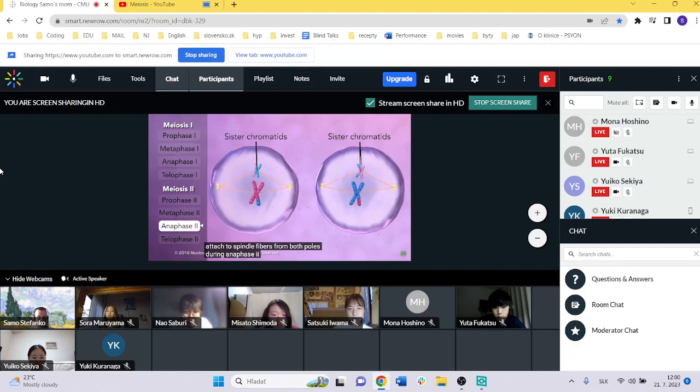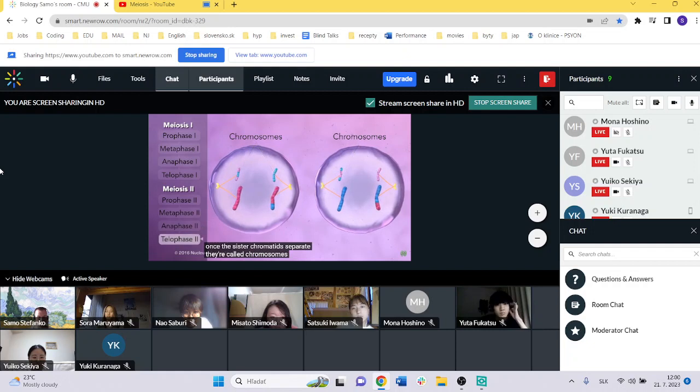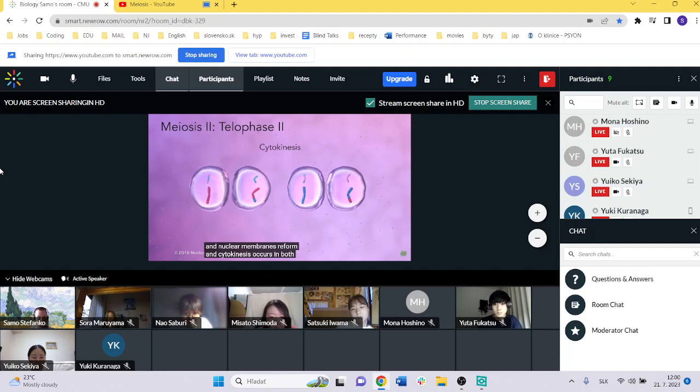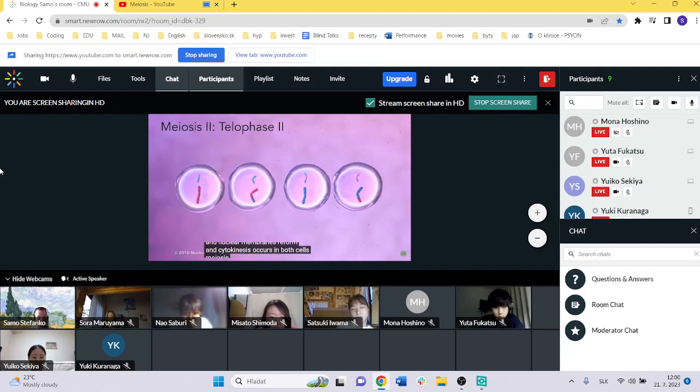During anaphase II, the sister chromatids of each chromosome separate and move to opposite poles. Once the sister chromatids separate, they're called chromosomes. Finally, during telophase II, the spindle fibers disappear and nuclear membranes reform. And cytokinesis occurs in both cells. Meiosis II ends with four genetically different haploid daughter cells, each containing only one set of chromosomes.